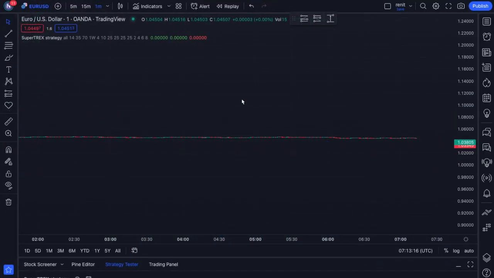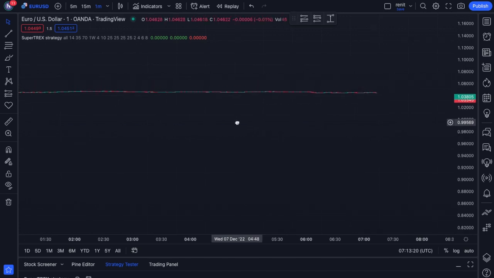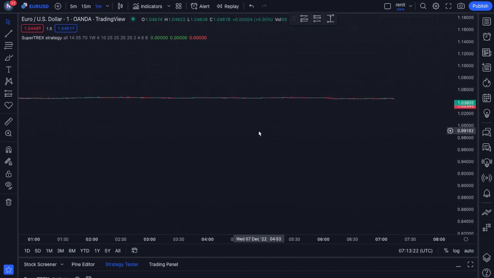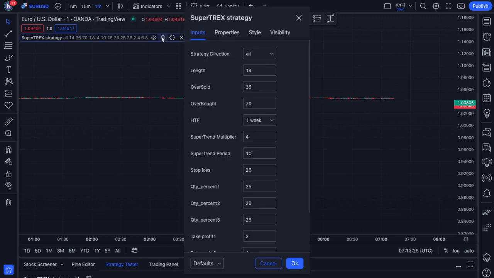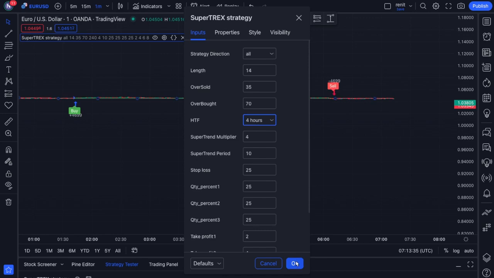So now I'm on a forex pair with a 1 minute time frame, and to use this strategy for scalping, there are a few settings we need to alter. So going to the Super Trek Strategy indicator, under the input section we need to change that HTF option I was talking about before from the 1 week to either 1 hour or 4 hours. I prefer 4 hours because whilst it does have less entries, there are also a lot less false signals.